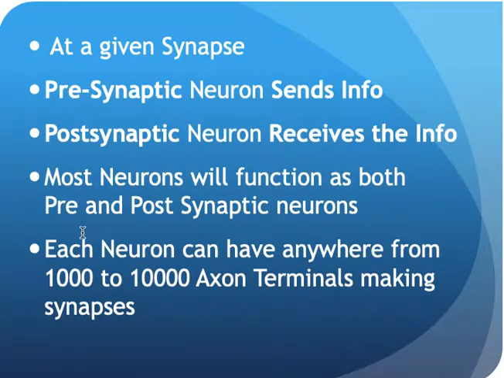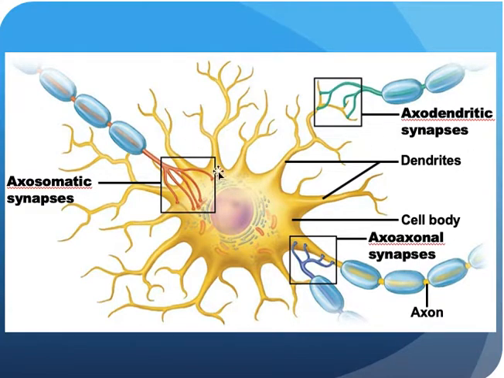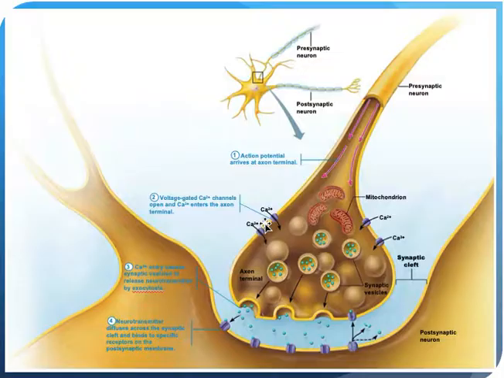Most neurons will function as both pre- and postsynaptic neurons. And here's another cool little fact: each neuron can have anywhere from 1,000 to 10,000 axon terminals making synapses at the same time. So there's a lot going on with all these little synapses. When you come back to this picture, you can see that I can have a lot of different things going on here. If the impulse is traveling this way and it hasn't got to the synapse with the body yet, it's presynaptic. And then after it synapses and starts to move in a different direction, it's going to be postsynaptic. They show you that in this one here a little bit too. We'll see another picture in a second.